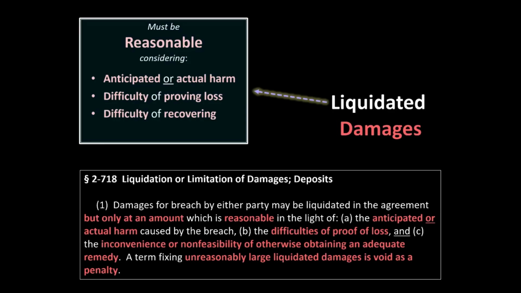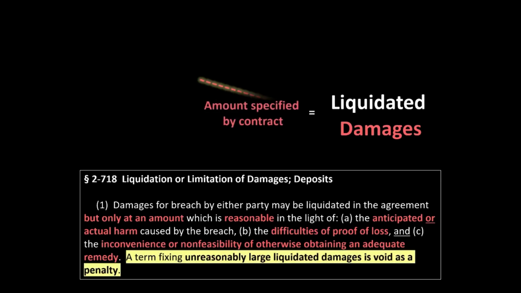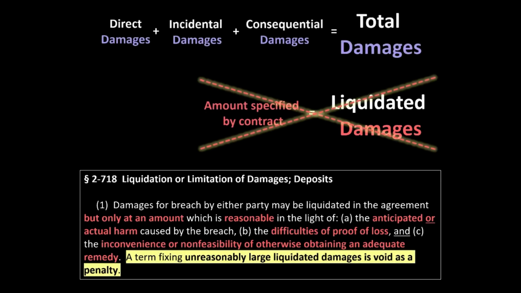If the amount liquidated in the parties' contract is unreasonably large in light of these considerations, the court may rule that it is unenforceable, that it is void as a penalty, in which case the non-breaching party would not be entitled to recover the liquidated amount, but would still be permitted to recover under the default damages rules of Article 2.